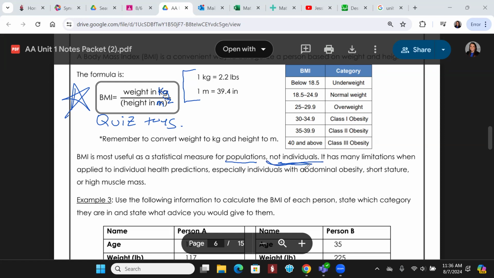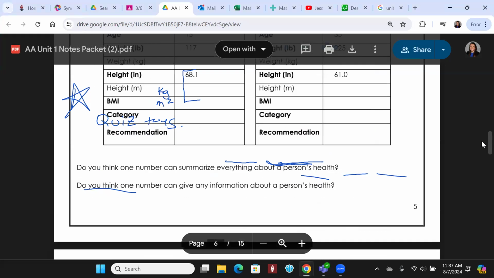So if I were to calculate my BMI, technically, according to this chart, I would be considered overweight. With that being said, I don't think I'm overweight, but I could be, you know? So this is not really good for an individual basis. It has many limitations when applied to individual health predictions, especially individuals with abdominal obesity, short stature, or high muscle mass. So it does not account for muscle mass. All right. Let's go ahead and look at our first person.